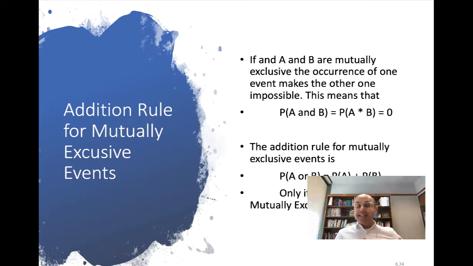But I started this entire conversation with the idea of mutually exclusive events, and now we need to define one more term. Mutually exclusive is the idea that the occurrence of one event must make the other one impossible. And so the idea here is that if we follow the rule, the probability of A or B is equal to the probability of A plus the probability of B, only if A and B are mutually exclusive.